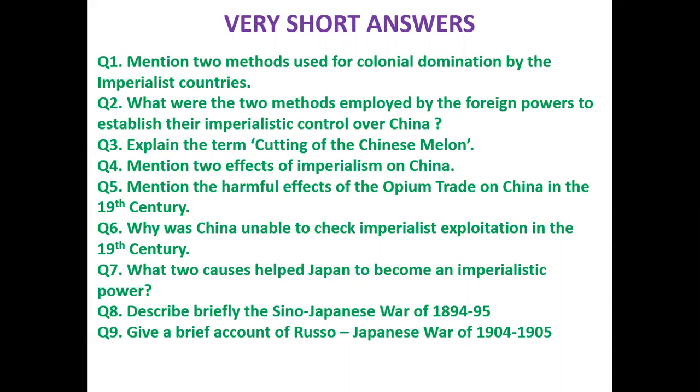So military intervention or direct wars and diplomatic moves. These are the two methods that were used for colonial domination by the imperialist countries. The imperialist countries, they carved their colonies by resorting to wars and conquests. They used to make the best use of the weaknesses and fight the local chiefs, and they would easily defeat them on the war front and then establish a hold on the new areas. This is exactly what the British did in India and what French did in Indochina.